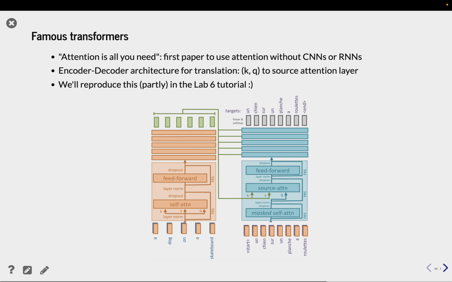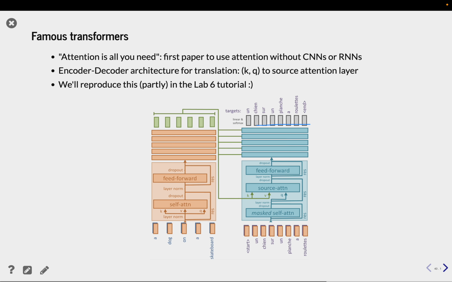Okay, let's look at a number of famous transformers. First of all, this is a transformer from the famous paper Attention Is All You Need. This was a translation model. So in English you would have "a dog on a skateboard", and the output would be something like "un chien sur une planche à roulettes". This is an encoder-decoder model.